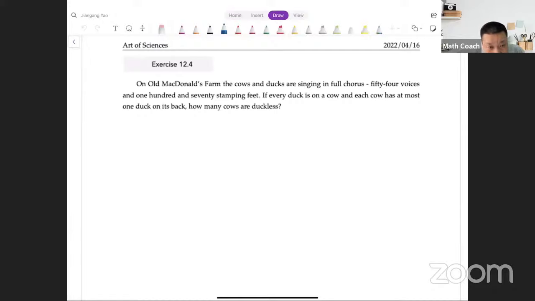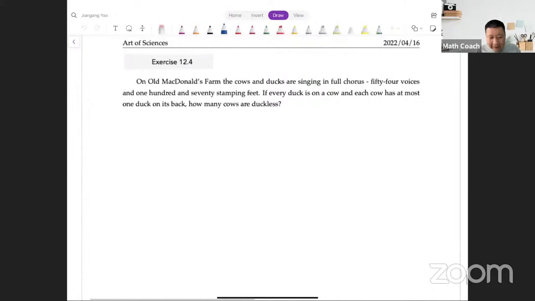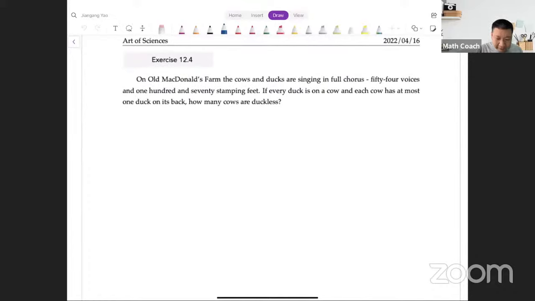Okay, so the first one is 74. Go ahead. Yes, 74, your answer is correct. And now it's 1 to 2, 62 to 74. So this is basically a chicken-rabbit problem, but we just changed it a little bit. The question is asking about cows duckless, which means cows without a duck. So you should think of cows and ducks together. And the correct answer is 8.